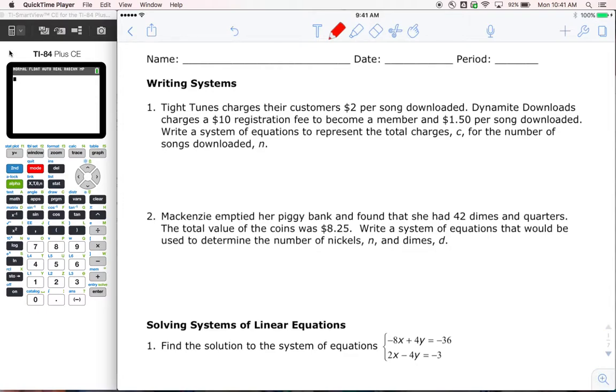The first one, we're talking about writing systems, which means we need two equations per situation. So we're going to go ahead and just read this. Tight Tunes charges their customers $2 per song downloaded. And we continue to read and we see that, okay, total charges are C and songs downloaded are N. So the cost for Tight Tunes, if it's $2 per song, is just $2 times N, right? Song downloaded, so just 2N.